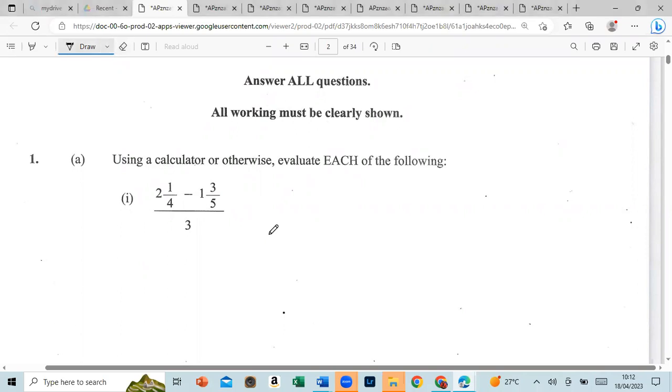Let's go. Using a calculator, otherwise evaluate each of the following. So guys, go ahead. This won't be a rush video, so go ahead and try the question.